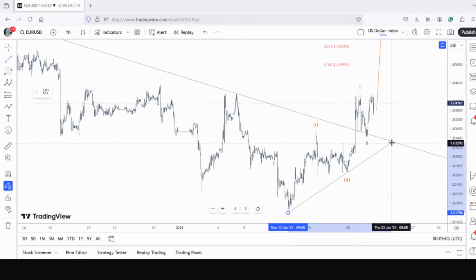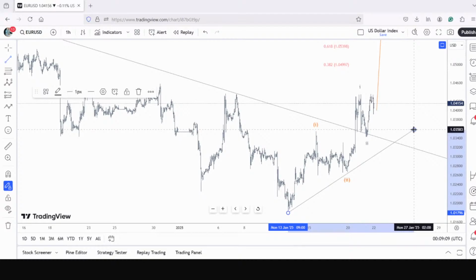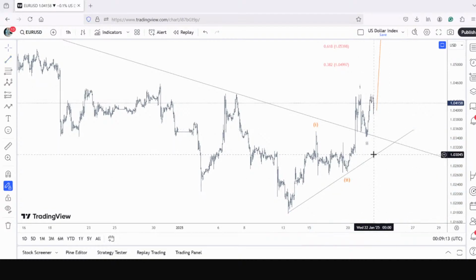Okay, one aspect is that if the bottom is already in place and wave two that we have plotted is also in place, then this trend line is going to act as the outer trend line or the intermediate trend line, and it's going to stay there, unless we are dealing with a leading diagonal which is forming right now.